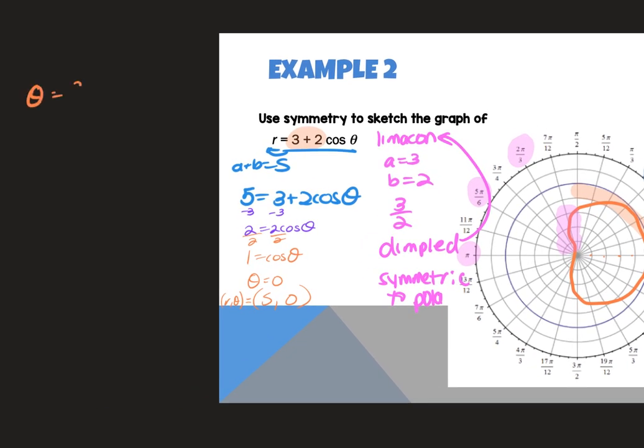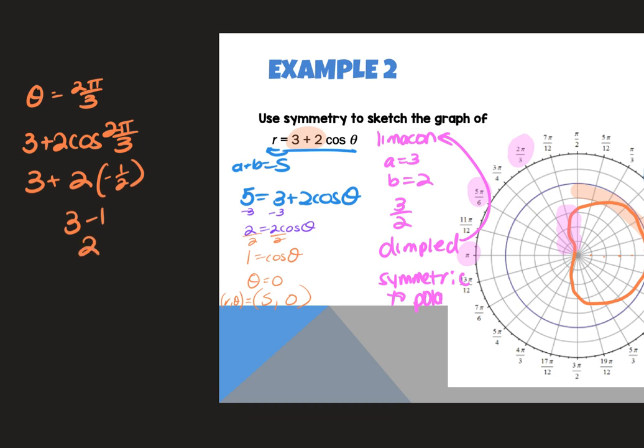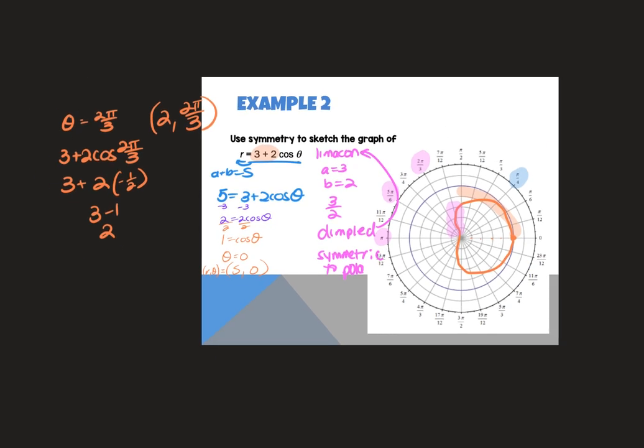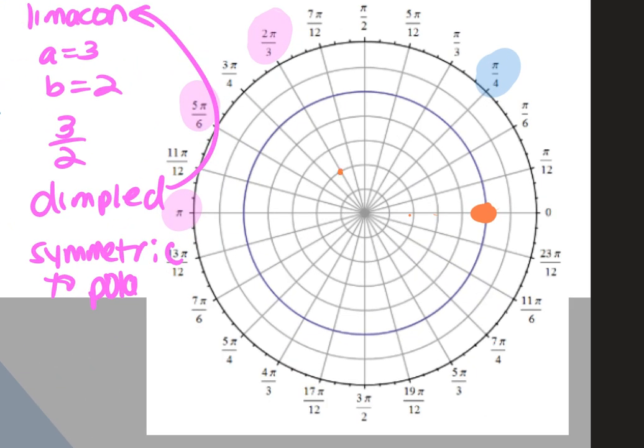And by plug in, I mean literally I'm going to plug in each of those. So I'm going to make theta 2 pi over 3. So I get 3 plus 2 cosine 2 pi over 3. What's the cosine at 2 pi over 3? Negative 1/2. So I get 3 minus 1, which is 2. So I have a coordinate point at 2 pi over 3. I'm going to come over here and plot it. So I'm erasing our approximation, and I'm going to make this more accurate. Now we know 2 pi over 3 is a point, which is there.